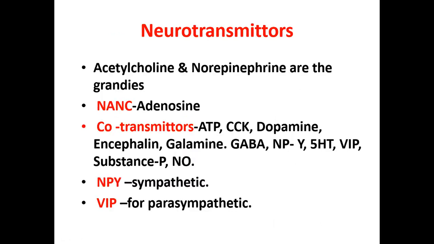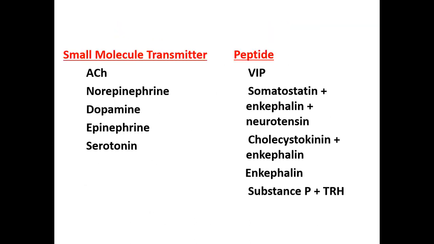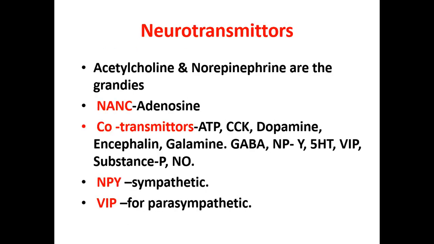Then what are these neurotransmitters? Acetylcholine and norepinephrine are the primary neurotransmitters present in the autonomic nervous system. But apart from that, we do have NANC, non-adrenergic, non-cholinergic neurotransmitters, like adenosine, ATP, and some peptides.